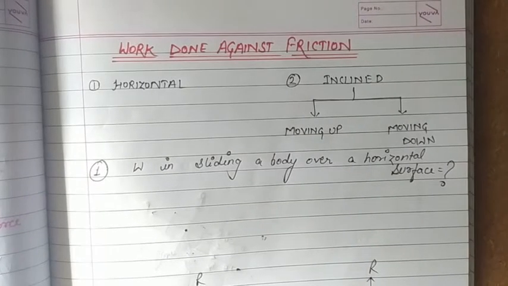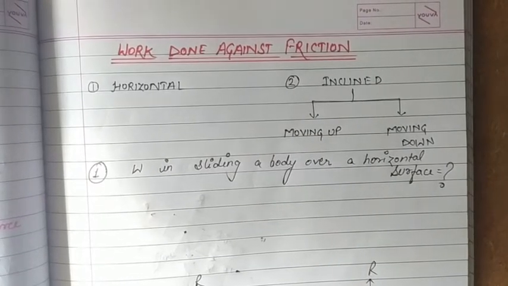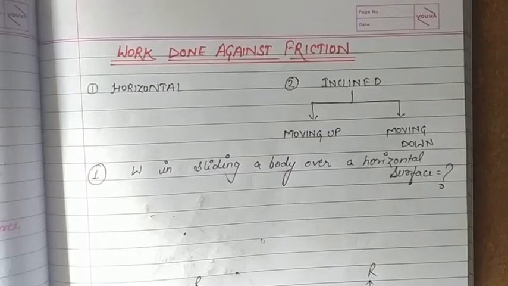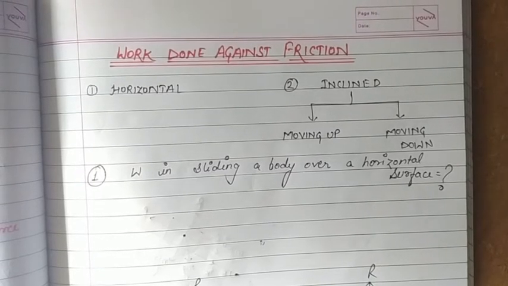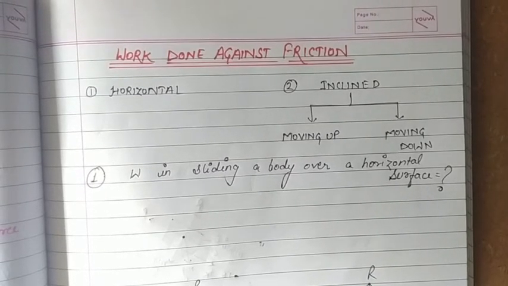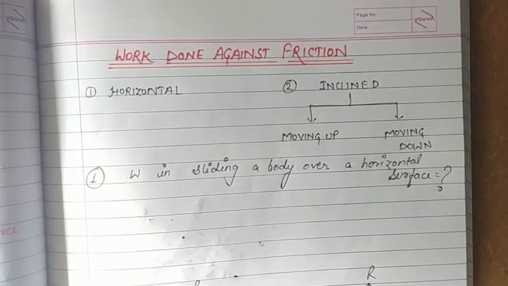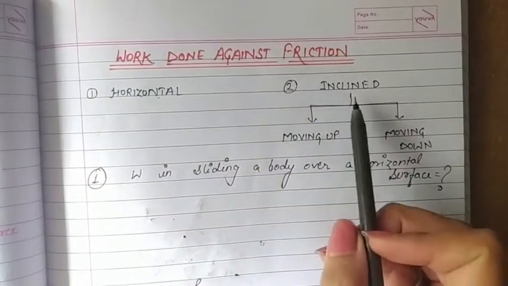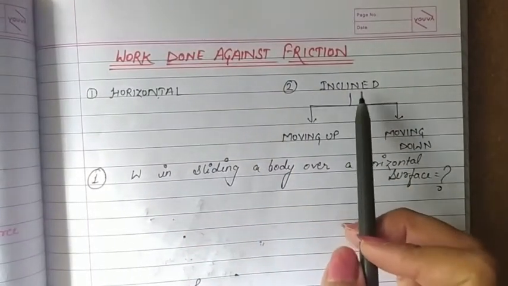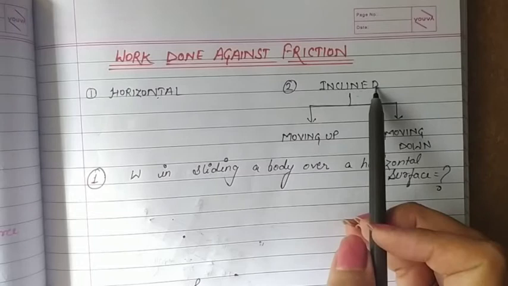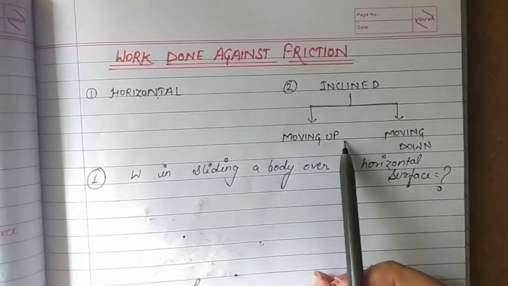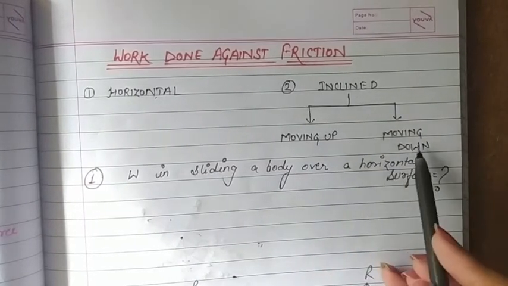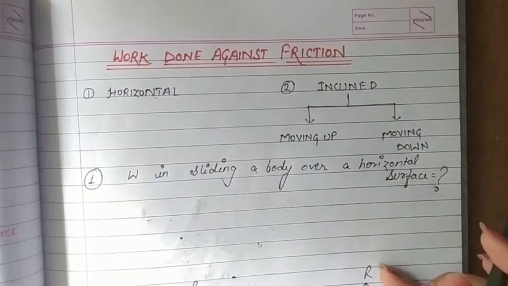Hello students, this video is about the work done against friction, or we can say that we are going to find an expression for the work done when a body is sliding over a rough surface. Now that surface can be horizontal or can be inclined, and in the case if the surface is inclined, the body can move either up on the surface or down on the surface.